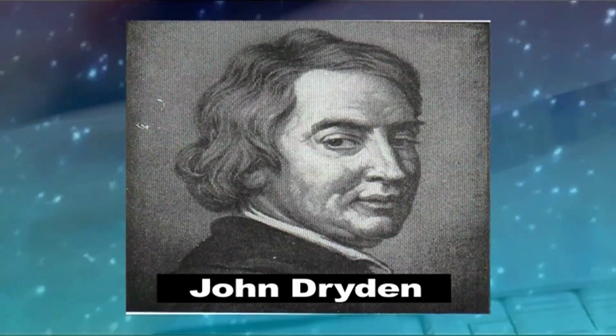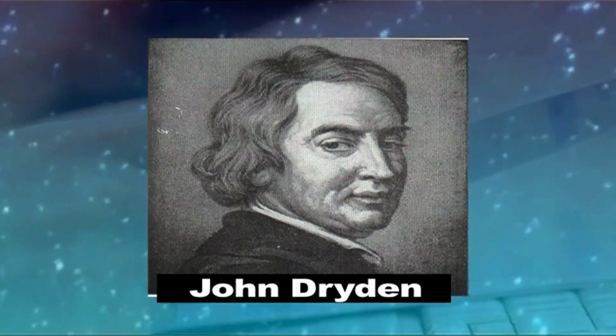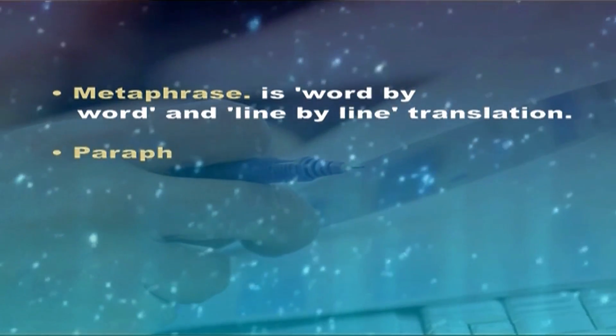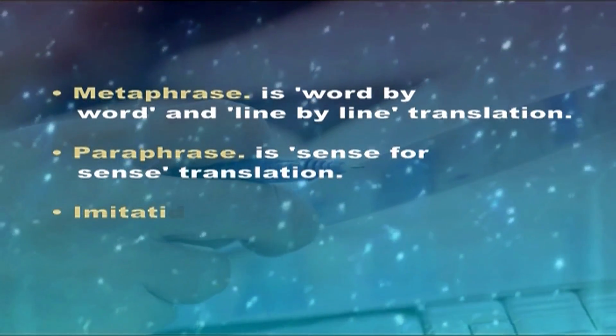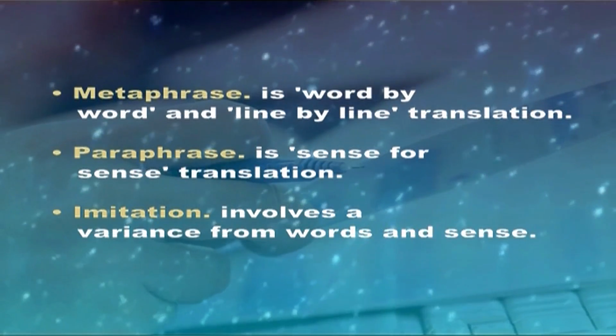Another interesting theory of translation is the one that was put forth by John Dryden, a 17th century poet and translator. According to Dryden, translations can be of three kinds: metaphrase, which is word by word and line by line translation; paraphrase, which is sense for sense translation; and imitation, which involves a variance from words and sense.